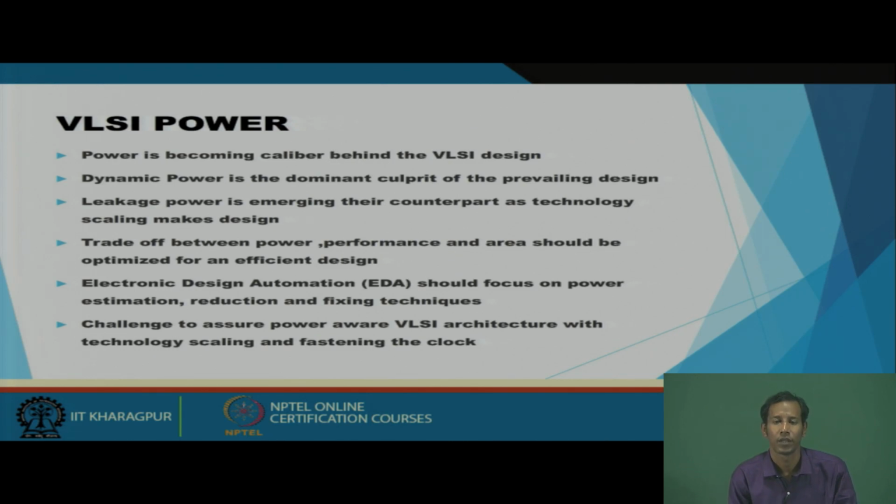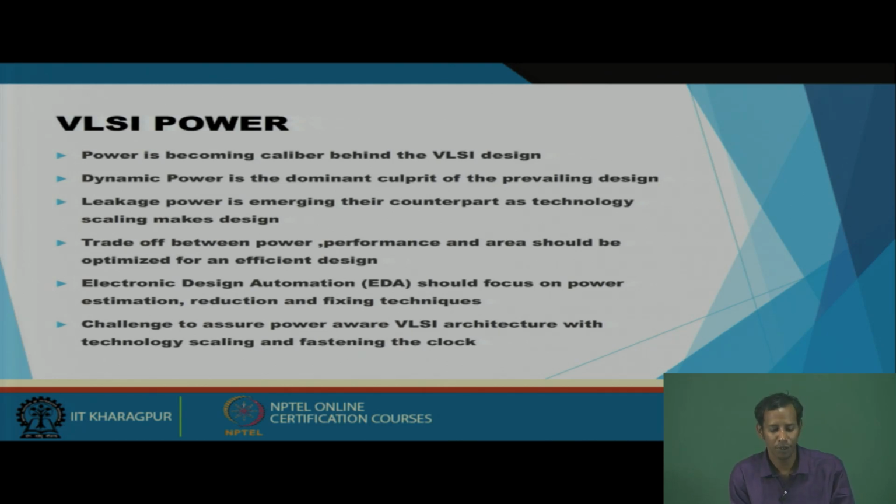But it is not only that we gain area. Whenever we reduce the technology node, leakage power is becoming more and more dominant. Leakage power comes from the device property itself. We will see that in detail later.